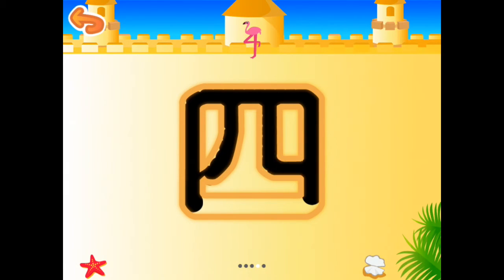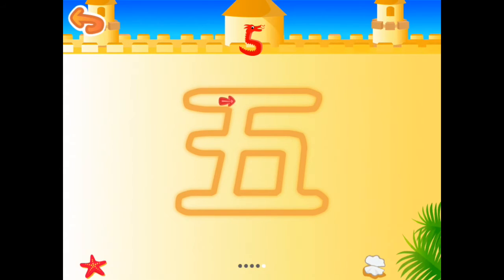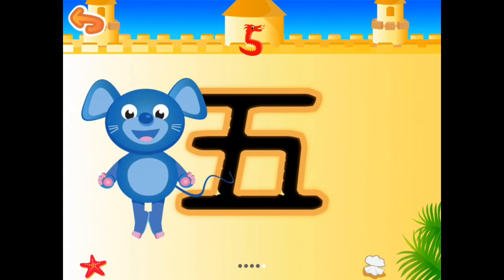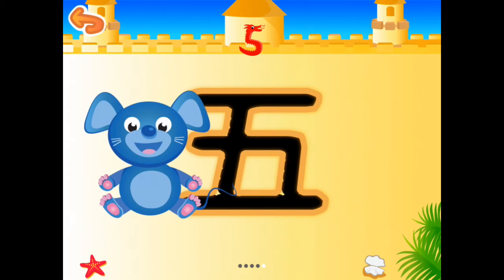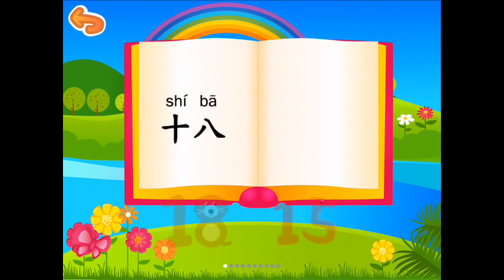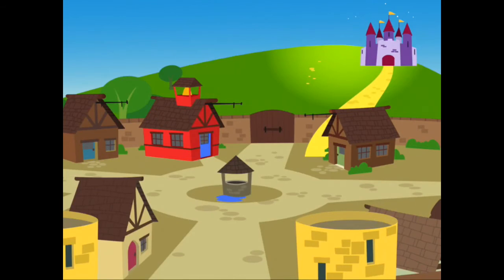Si. Yippee! Wu. Follow the arrow to write the Chinese character in the sand. Super! Woo-hoo-hoo! You did it! Listen to the word in Mandarin and drag the bouncing picture onto the page.